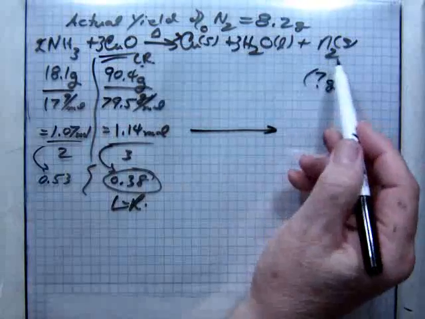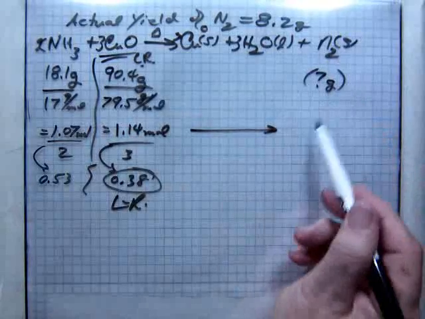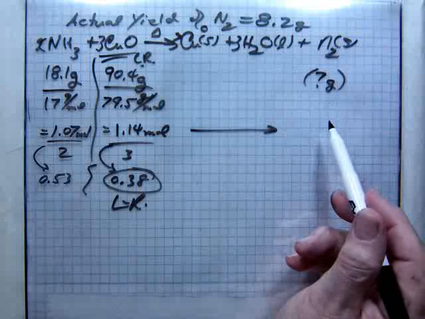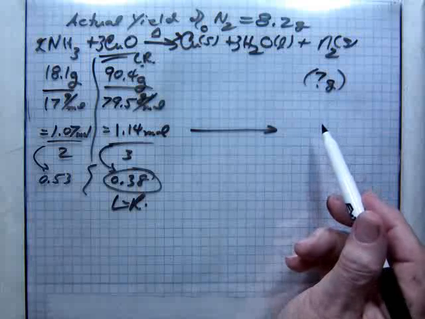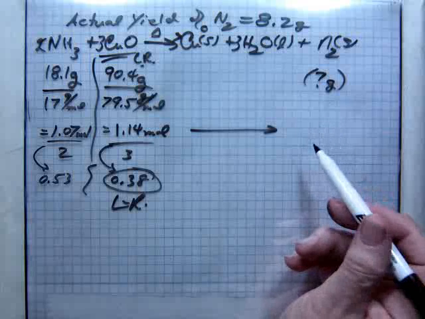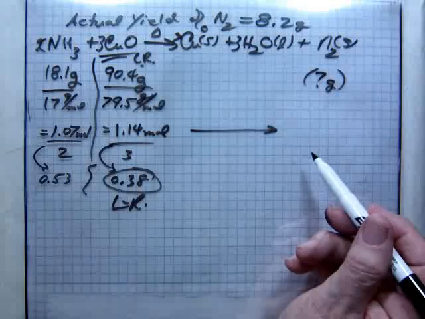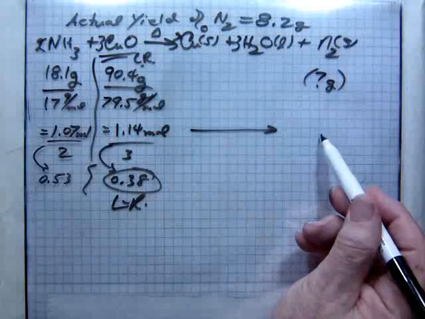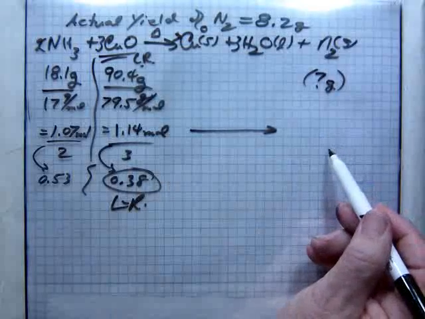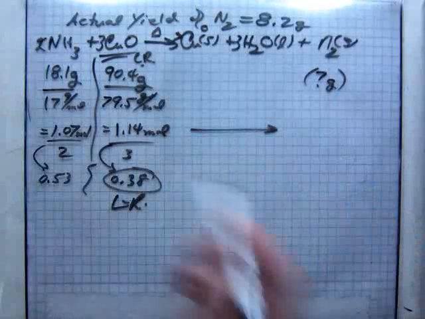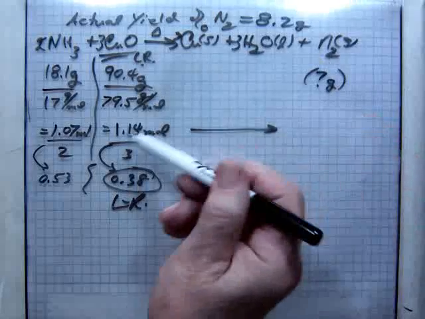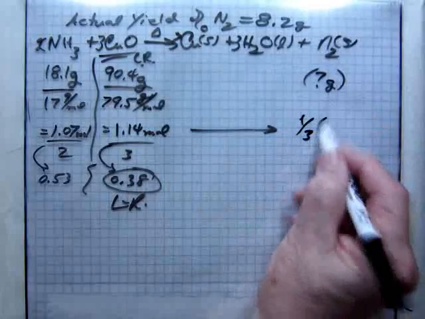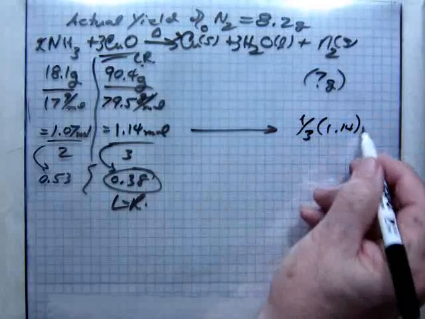Is the number that I'm supposed to get over here bigger or smaller? Y'all know the difference between big and small? Somebody say, smaller or bigger? I got 1.14 here. What's this number supposed to be, bigger or smaller than the 1.14? So if I'm going from 3 to 1, I've got to reduce that. You don't want to multiply it by 3, so it's 1/3 of 1.14 mole.